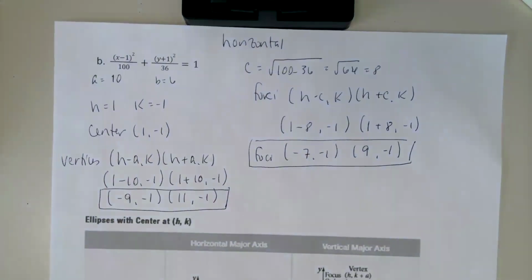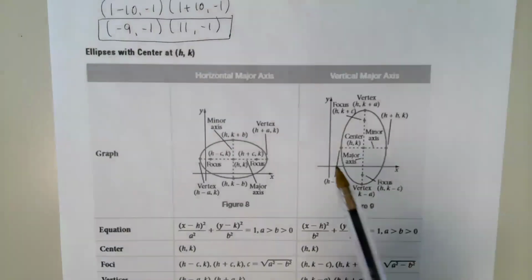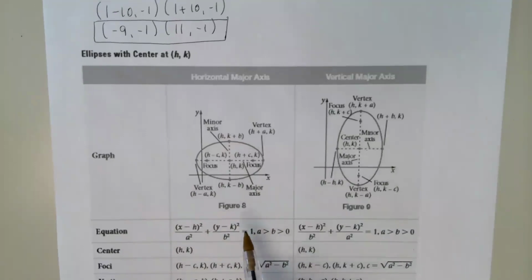So it's all about recognizing if it's horizontal or vertical on the major axis, and then figuring out your A and B and then your center.